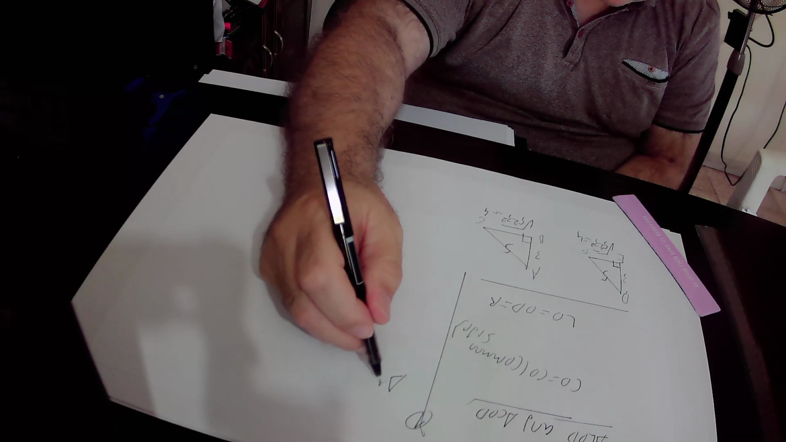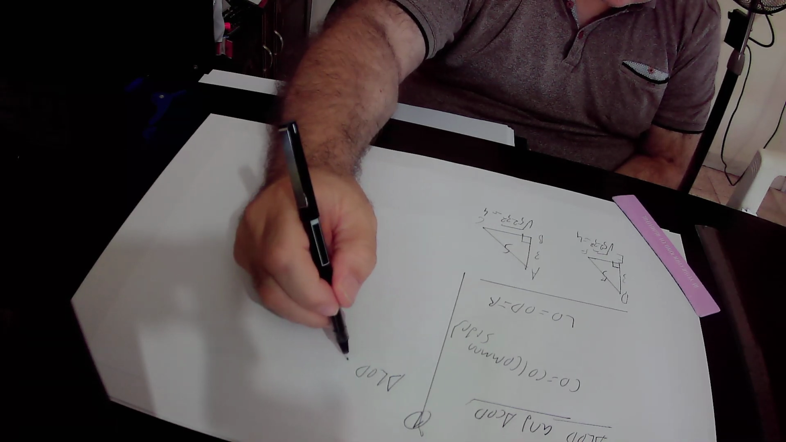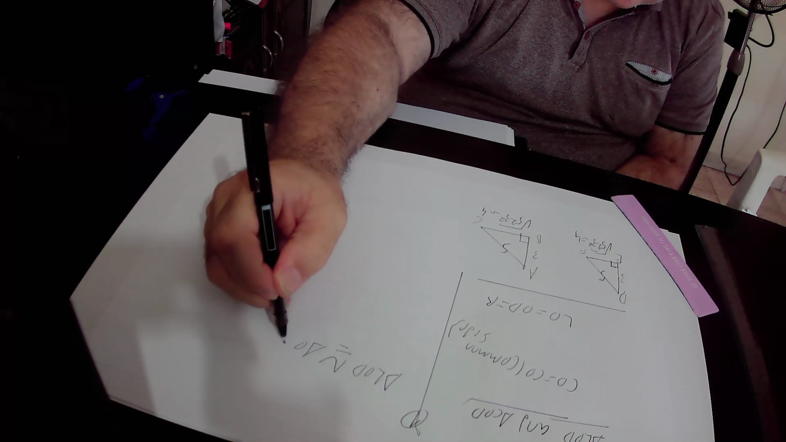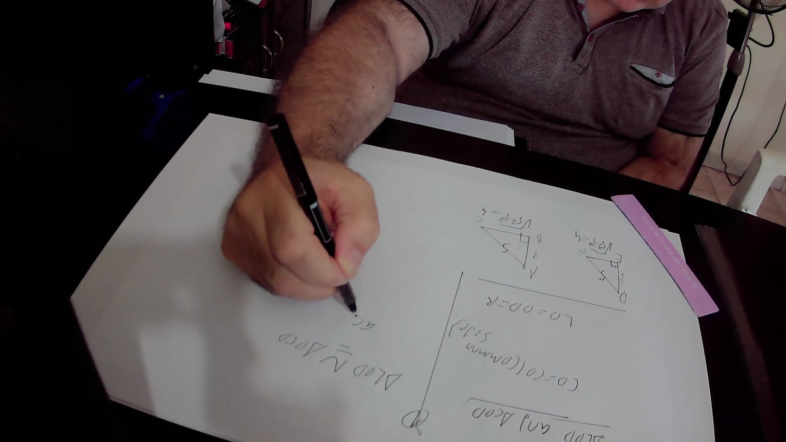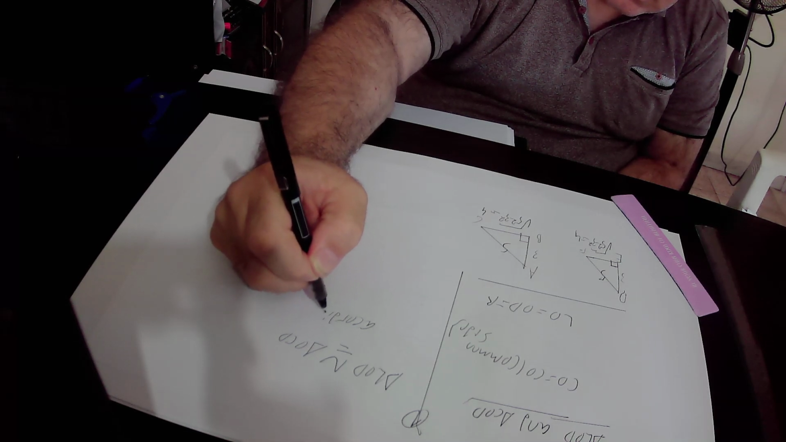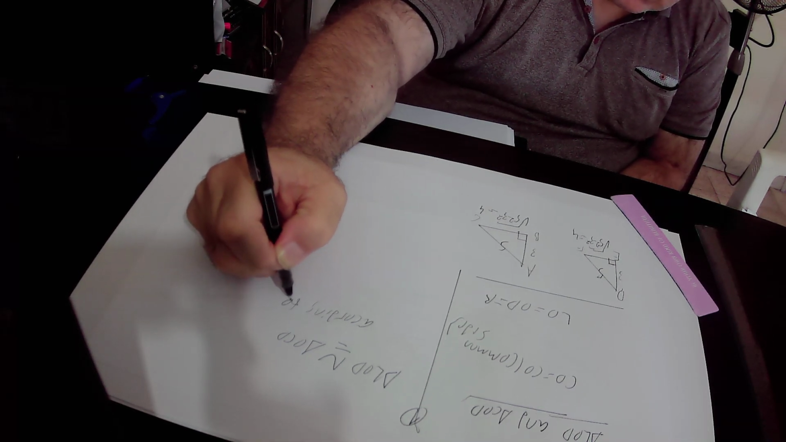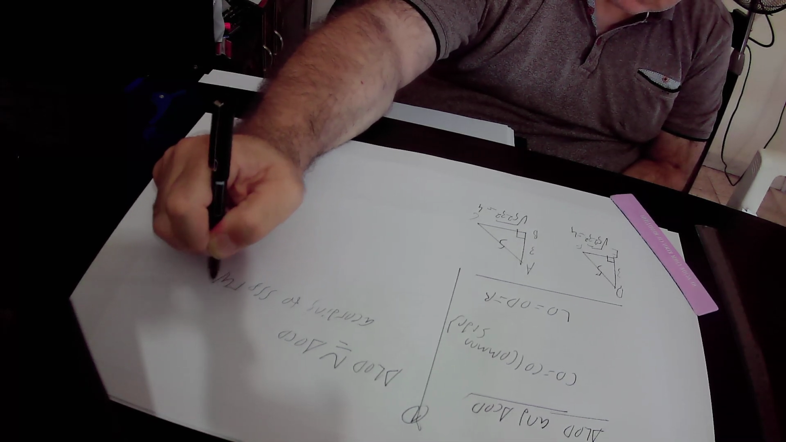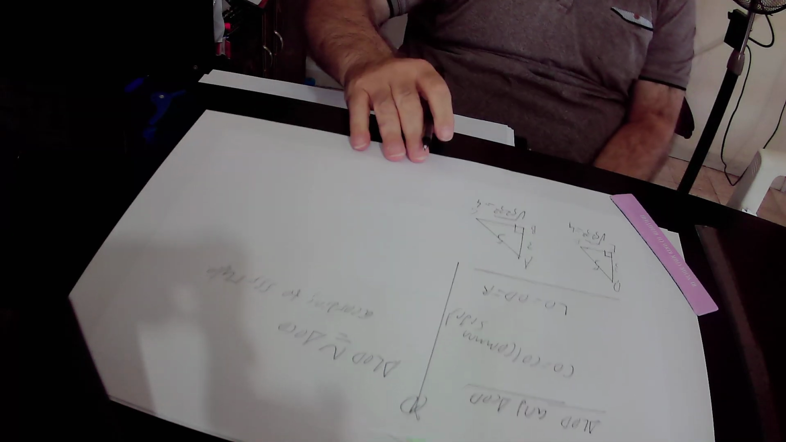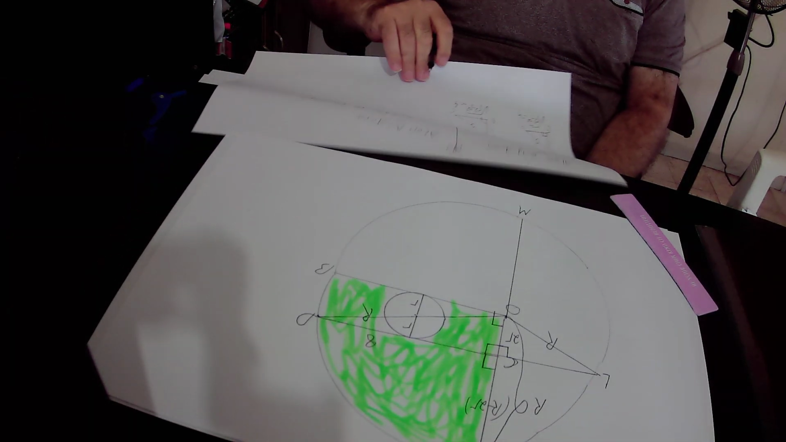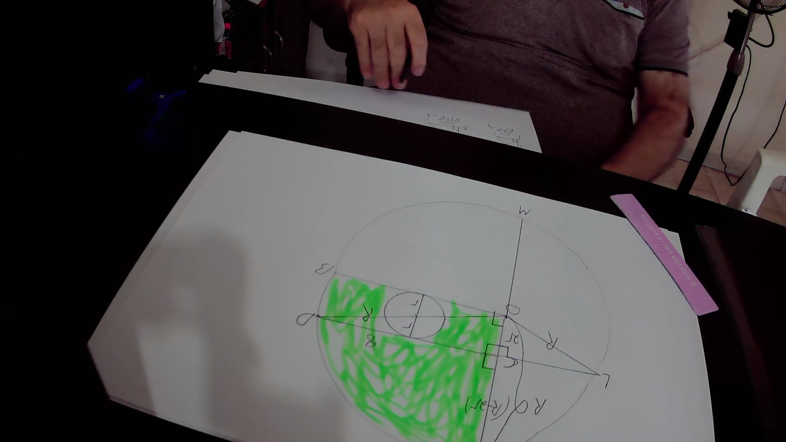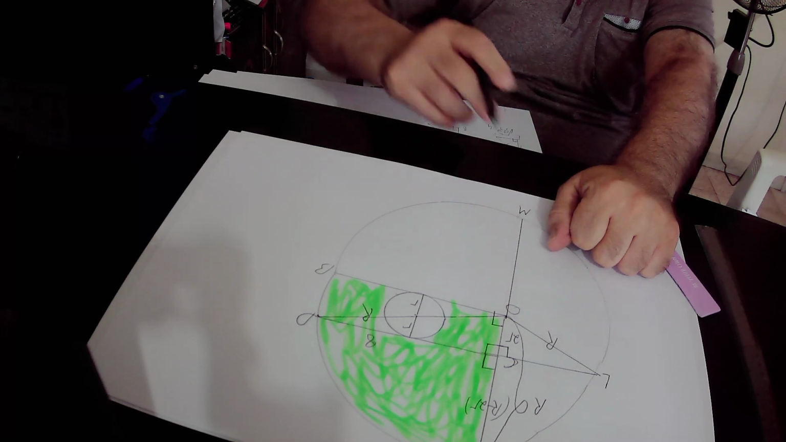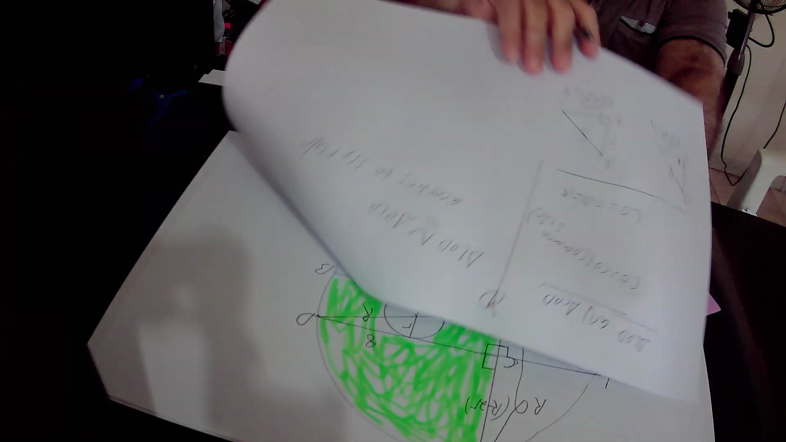So triangle LOD is congruent to the right triangle OCD according to the side rule. And from the fact that those two right triangles are congruent to each other, we derive that DC equals CL.